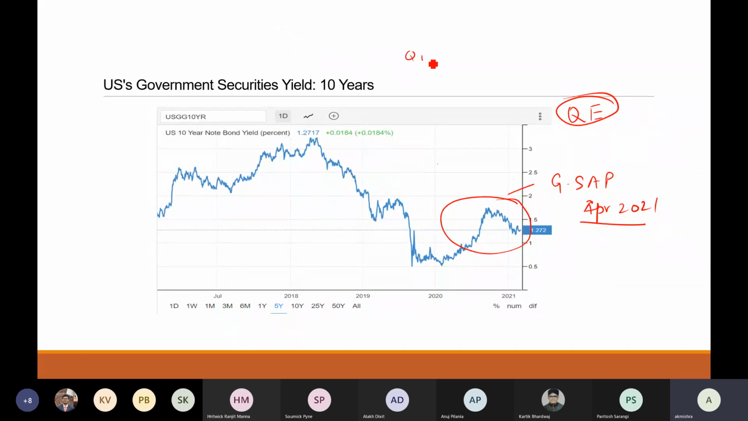So this is quantitative easing. This is also similar kind of non-conventional monetary policy that in US is being in practice, whereas in India RBI has just started GSAP, purchasing government security on behalf of Government of India.